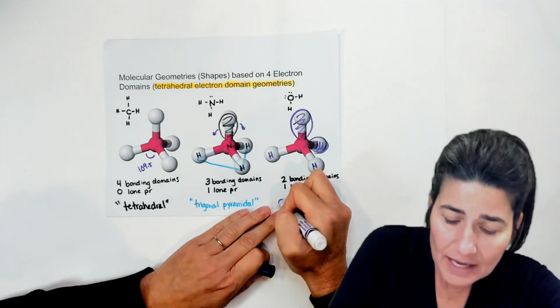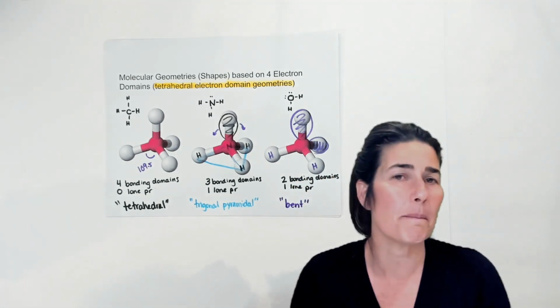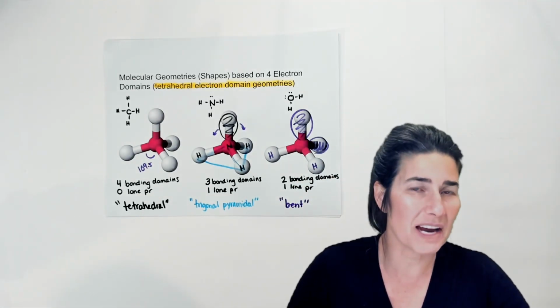So we have 3 different molecular geometries based on if we have lone pairs or not.